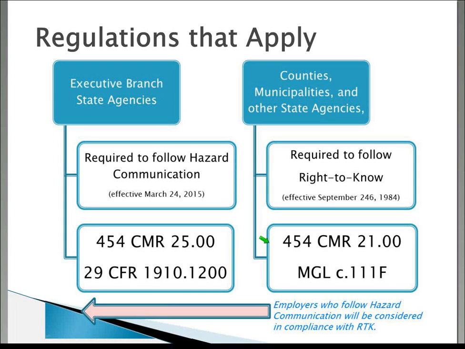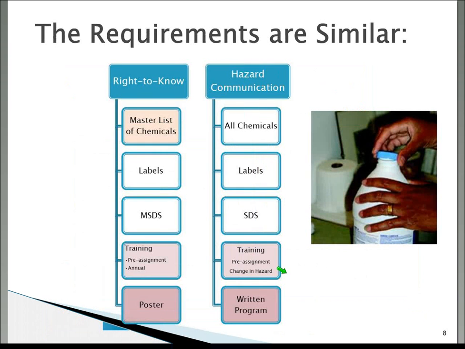There's also a community right to know law, but for worker safety purposes, we focus in on the Worker Right to Know law. And that Worker Right to Know law is Mass General Law, Chapter 111F. The F part means it's the worker safety part of the regulation. And the laws are very, very similar, and we'll walk through some of the similarities here.